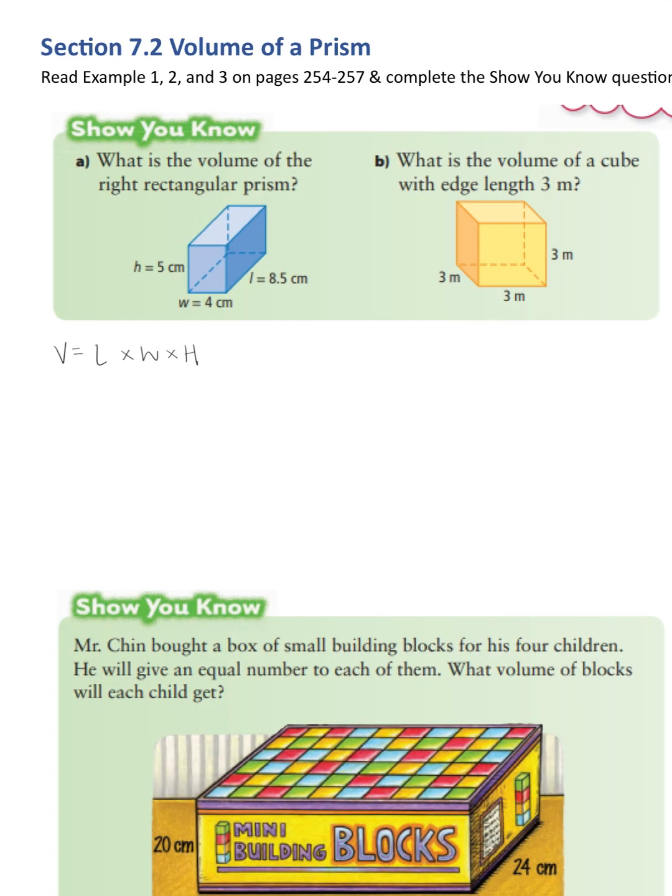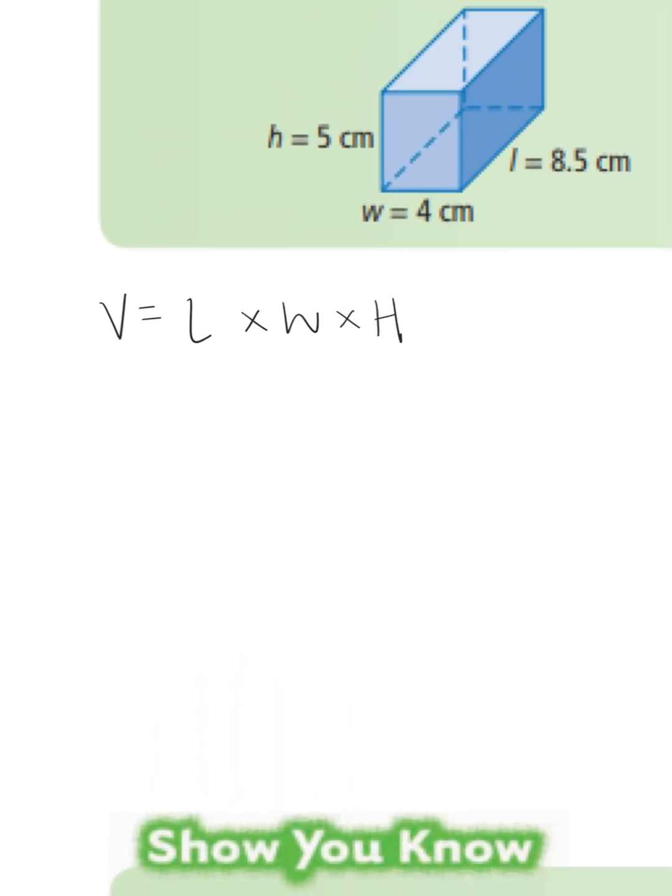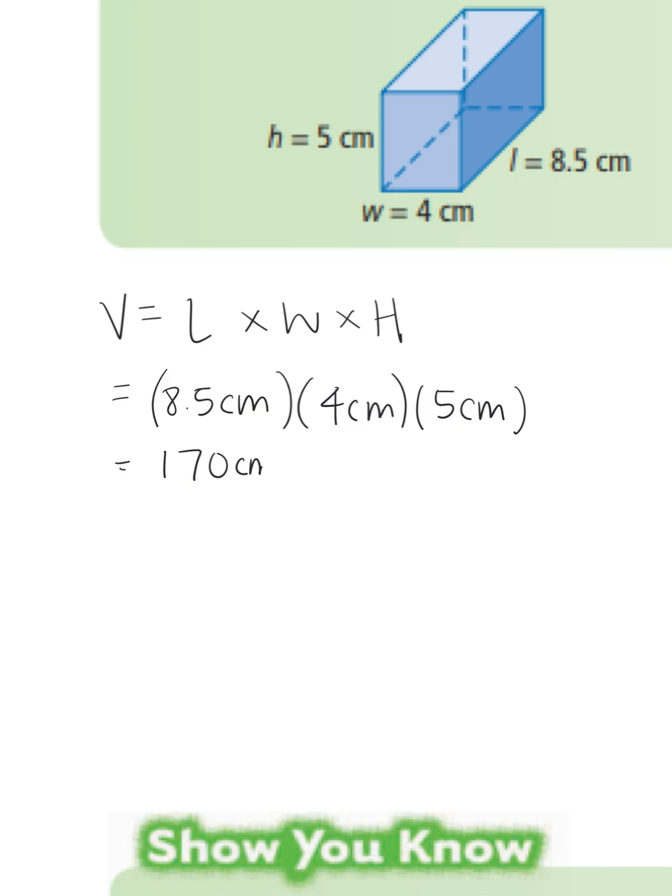All right, so in Show You Know 1A, what is the volume of the right rectangular prism? So here we've got volume equals length times width times height. Always start with what the formula is. And then we're just going to replace that with the various values. So I've got a length of 8.5 times a width of 4 centimeters times a height of 5 centimeters. And because it's all multiplication, we can complete it in any order. And we're left with 170 centimeters cubed.